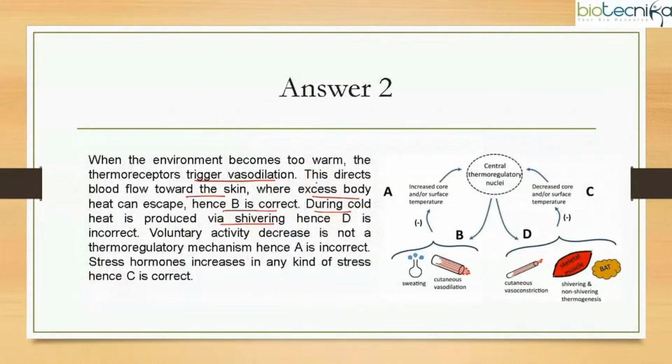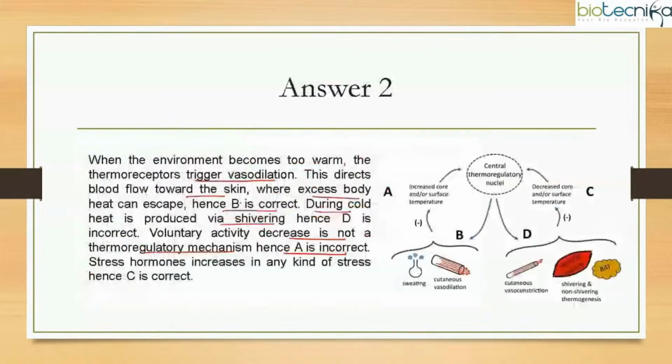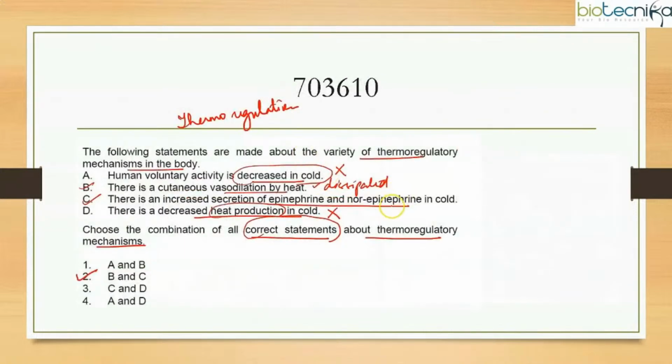Now let us see the other statements. Voluntary activity decrease is not a thermoregulatory mechanism, so that is why A is incorrect. That is something voluntary, something depending on us, right? So it is not a thermoregulatory mechanism, and A is not accepted. Then about the stress hormones that are released. When the body is in any kind of stress, stress hormones will increase. As a result, option C is again correct over here. Epinephrine and norepinephrine are related to stress and they will be released. So C is correct. So the right answer is option 2.